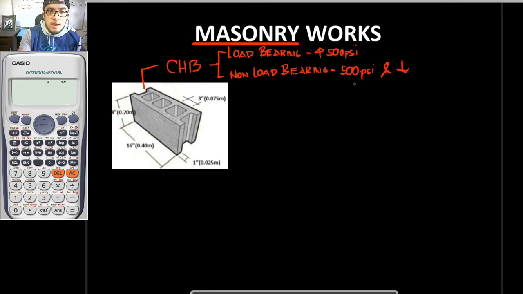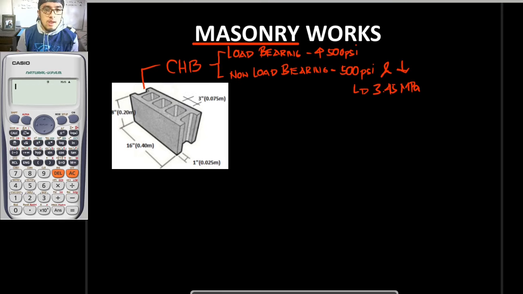If I am not mistaken, 500 psi is roughly 3.45 megapascals. I'm not quite sure, but let's convert it just to be sure. 500 psi is equal to 0.5 ksi, where 1 kip is equal to 1,000 pounds. So 0.5, we would be multiplying by our conversion factor of 6.895, and that would be 3.4475 megapascal. So that is our compressive strength of the non-load bearing concrete hollow blocks.